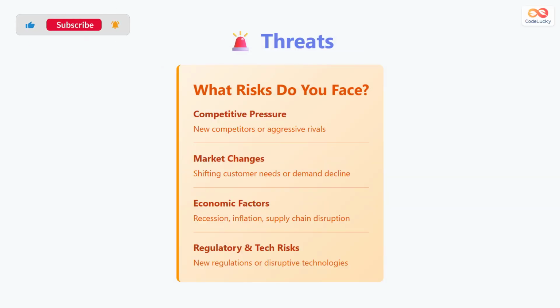Threats are external risks and challenges that could harm your product's success. These are factors outside your control that you must monitor and prepare for. Competitive threats include new competitors entering your market or existing rivals becoming more aggressive. Market threats involve shifting customer preferences or declining demand. Economic threats include recessions, inflation, or supply chain disruptions. Regulatory and technology threats involve new laws that restrict your business or breakthrough innovations from competitors. Understanding threats helps you develop contingency plans.